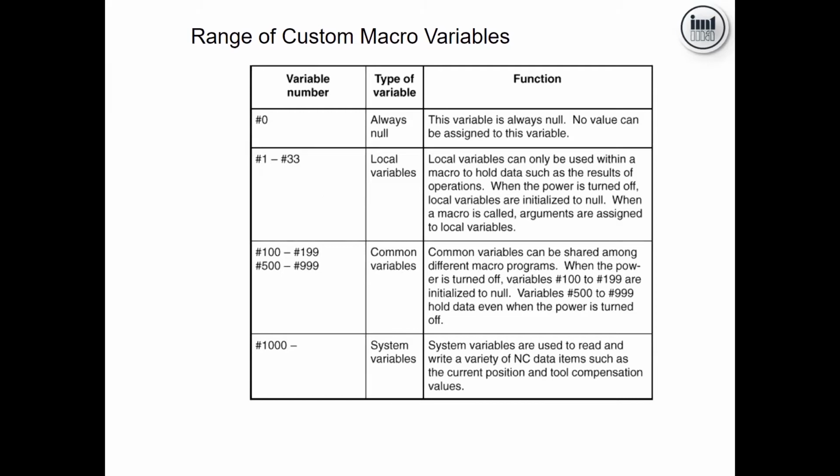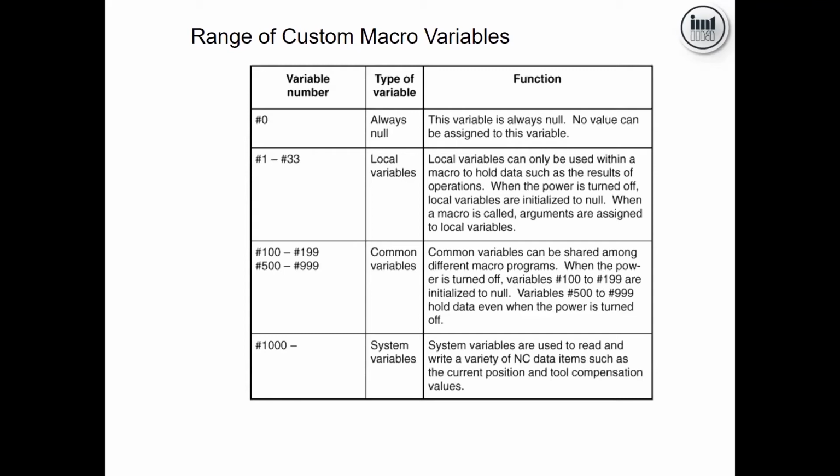Whenever you reset or power off, these values will be erased. These values will not be remembered permanently. That is the similarity between hash 1 to hash 33 and hash 100 to hash 199. Hash 1 to hash 33 are called local variables, hash 100 to hash 199 are called common variables.